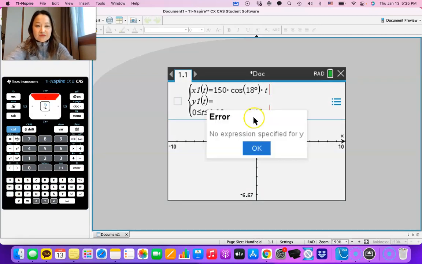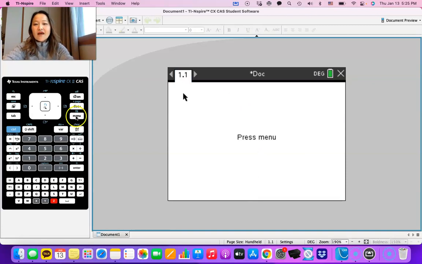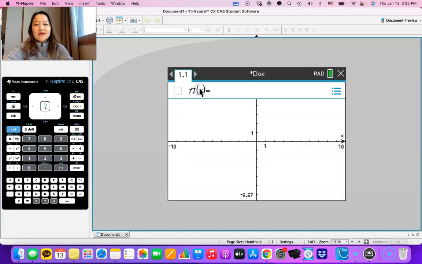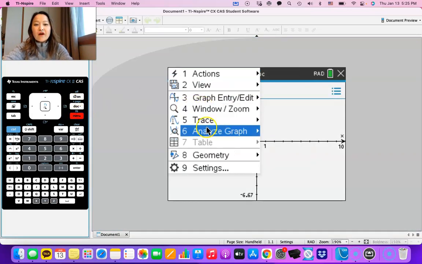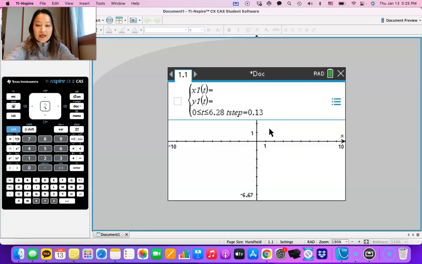Oh no, yeah, it's times t, right? Okay. Oh, what happened? Yikes. Oh man, let's start over. Sorry about that. I'm going to add a graph. Oh my goodness. Menu, parametric. I'm sure you're ahead of me now. That's a good thing. All right, let's do that again.